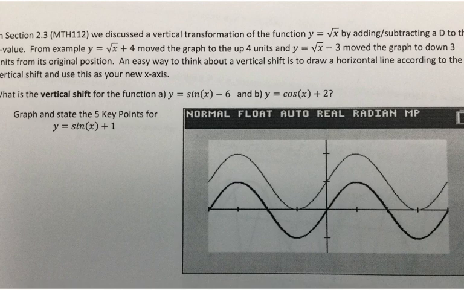An easy way to think about a vertical shift is to draw a horizontal line according to the vertical shift and use this as your new axis. So right here it says, what is the vertical shift for the function? A part, y equals sine of x minus 6. So what shift are we looking at here? We're looking at a shift down 6, or a shift of negative 6. We're going to subtract 6 from the y's.